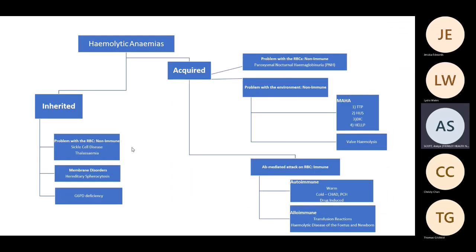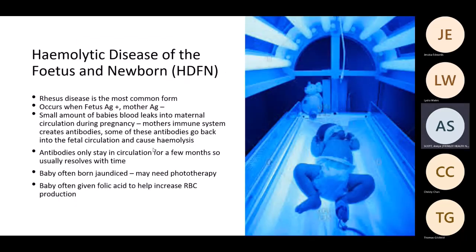So we've only got to do the last little bit now, which are the alloimmune antibody-mediated attacks on red blood cells, of which there are only 2 really. So the first one is hemolytic disease of the fetus and newborn, or HDFN for short. Rhesus disease is the most common form, although you can get ABO incompatibility as well, but it's usually thought of to be to do with rhesus disease.